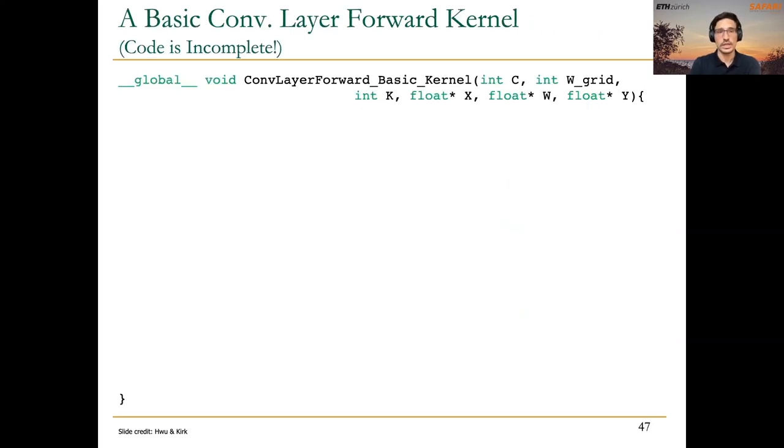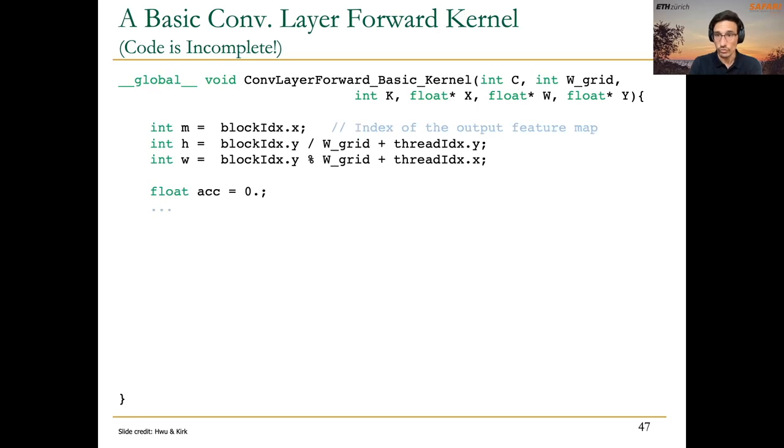And here you can see some example code for a basic convolutional layer forward kernel that would be used for inference in the neural network. This code is incomplete, but I think that it can give you a clear idea of how to implement this kind of convolutional layer. First of all, as usual, we need to define the indices, in this case, of the output feature map. We also use an accumulator here, and then we have to go over all the channels because usually in convolutional neural networks we have multiple input and multiple output channels.